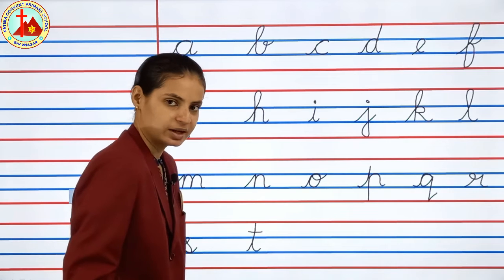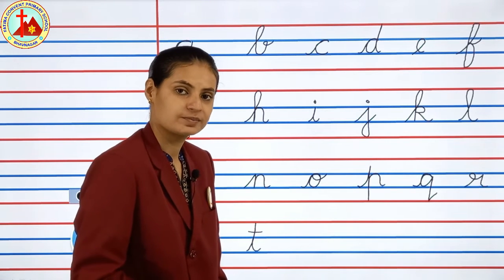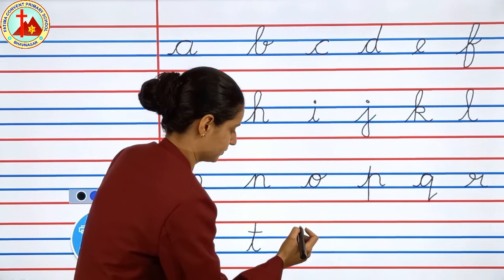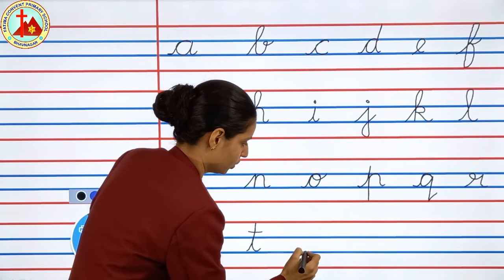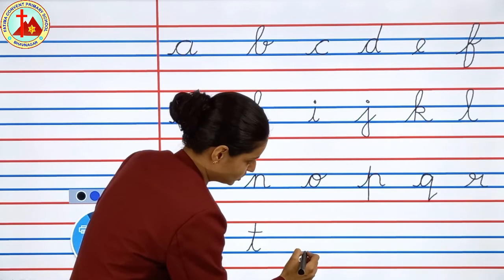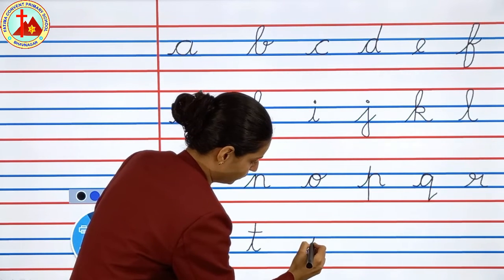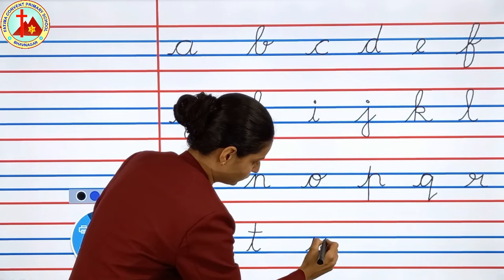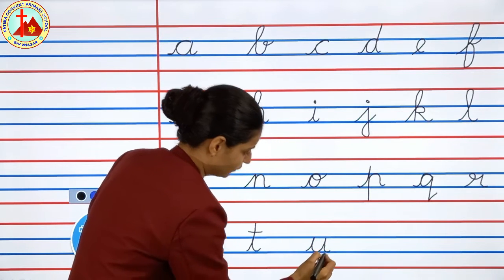After T, the next letter is U. Yes, which letter? U. U we have to write in blue line. Don't go out of the blue line.